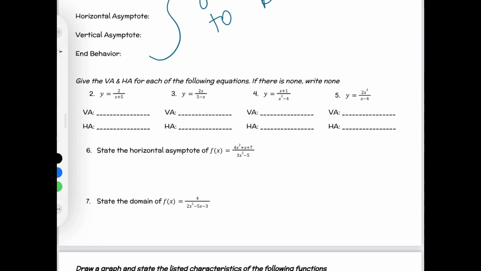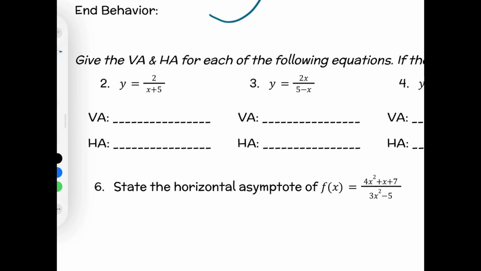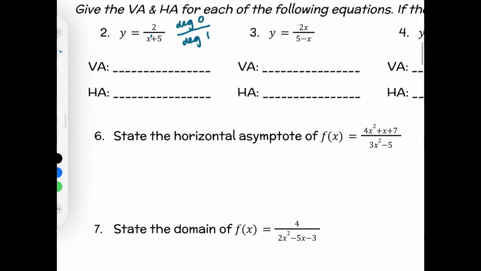So looking at number 2, we're looking for the vertical asymptote and the horizontal asymptote. So I'm going to do the horizontal asymptote first. What we're doing is looking for the degree of the top and the bottom. The degree of the top for this one, there's no x, so the degree is 0. The degree on the bottom is going to be 1, because this is x to the first power. Whenever it's bottom heavy, whenever the top is less than the bottom for the degree, then our horizontal asymptote is going to be y equals 0.